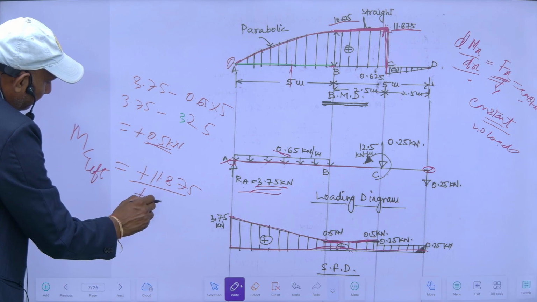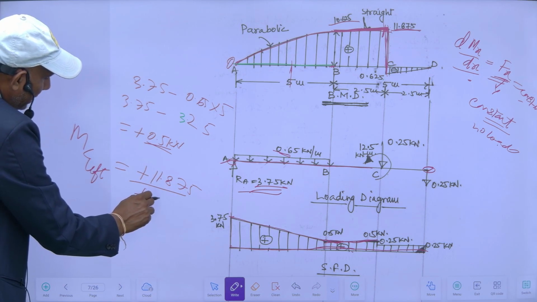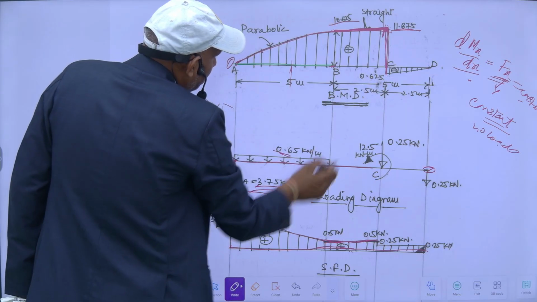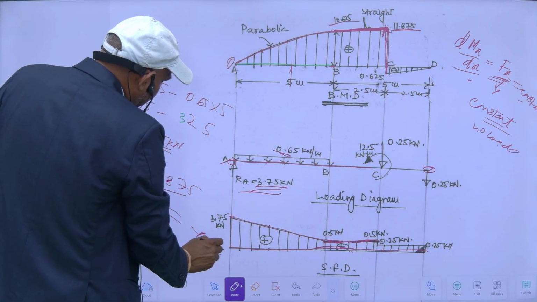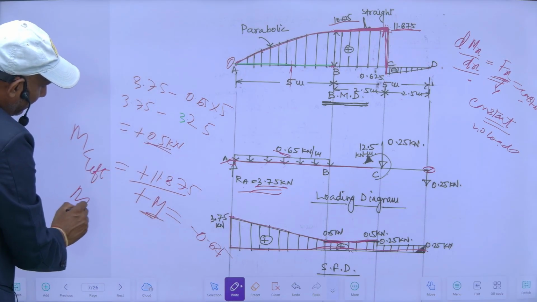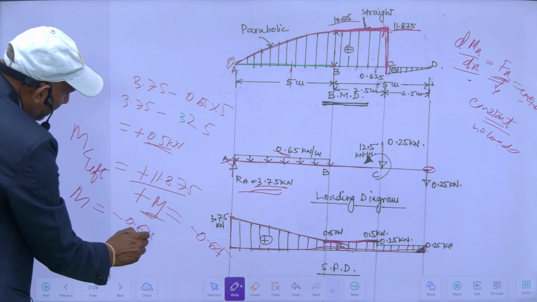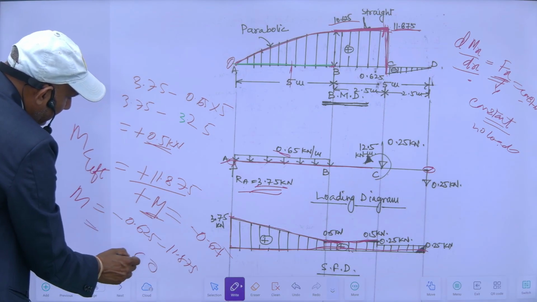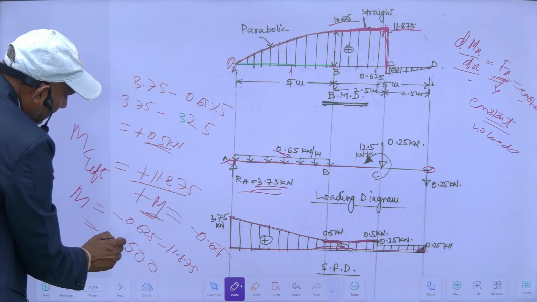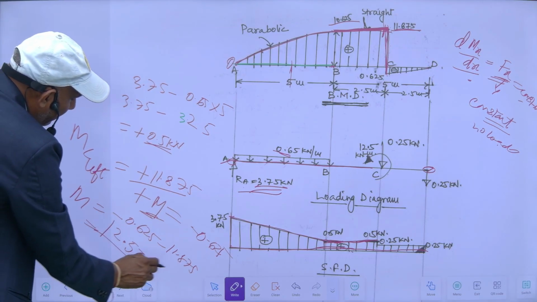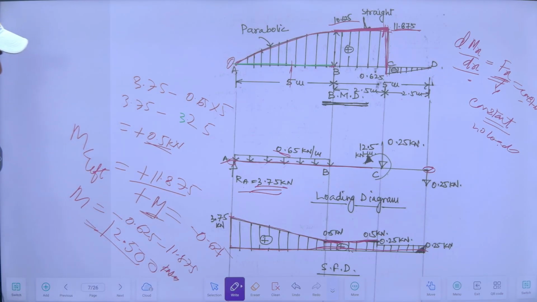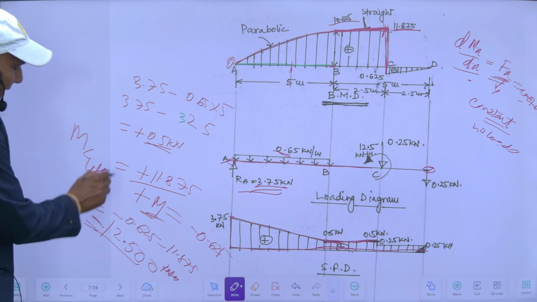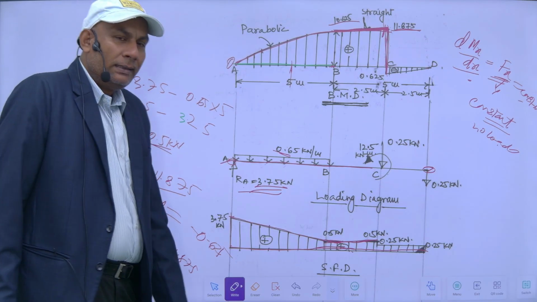Means if I add anything in this, suppose I add M as the moment, then I will get minus 0.625. So what will be the value of this M? It will be minus 0.625 minus 11.875. So it will be 12.5 kilonewton meter. So this value is minus. So minus means hogging.